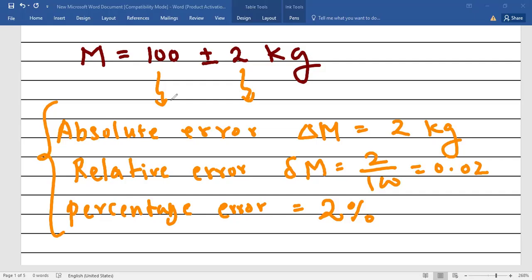Now we have propagation of errors also. So we will discuss it shortly.